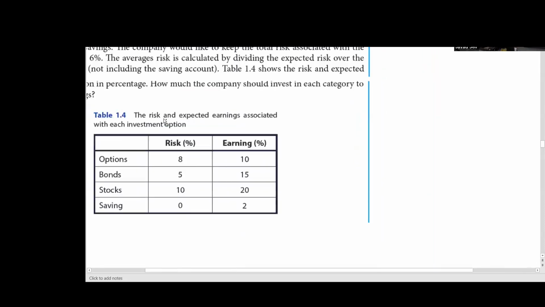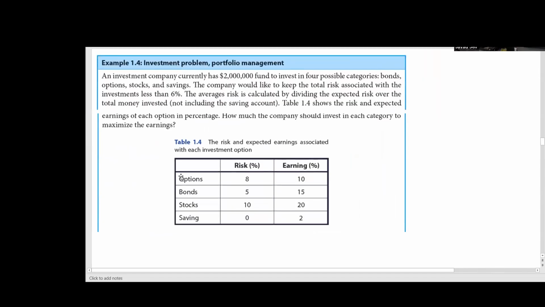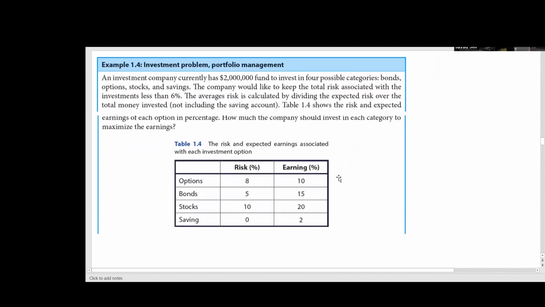Investment problem. You might be interested in it. An investment company currently has a $2 million fund to invest in 4 possible categories: bonds, options, stocks, and savings. The company would like to keep the total risk associated with investment less than 6%. The risk of each choice is also given to you. The average risk is calculated by dividing the expected risk over the total money invested, not including the savings account.